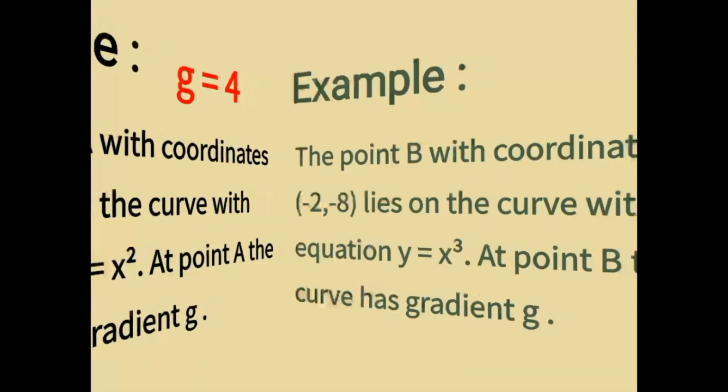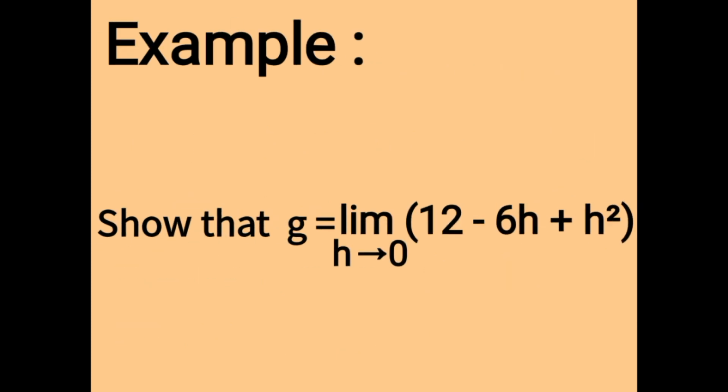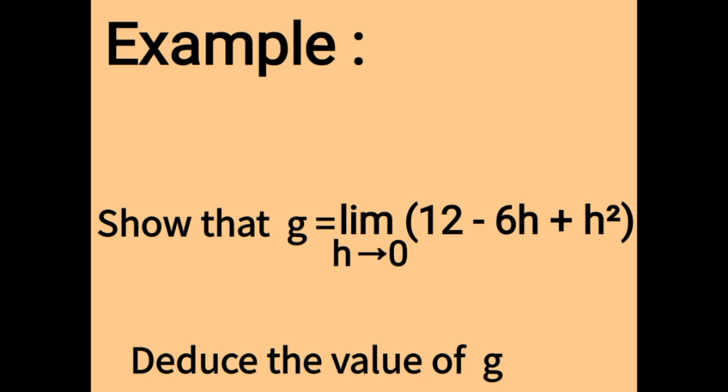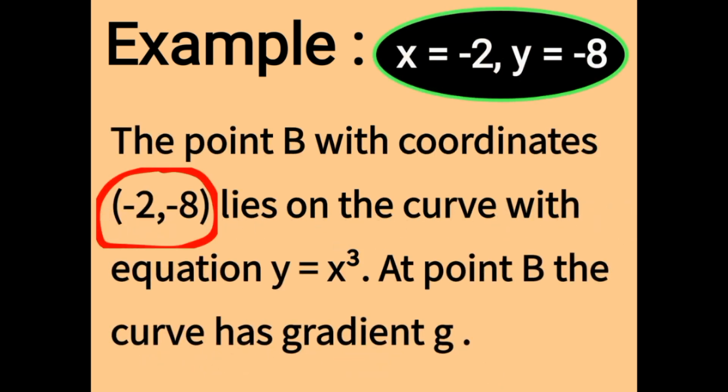Moving on to another example, the point B with coordinates (-2, -8) lies on the curve with the equation y equals x to the power 3. At point B, the curve has gradient g. Show that g equals the limit as h tends to 0 of 12 minus 6h plus h squared, and deduce the value of g. So at point B, x equals -2 and y equals -8.